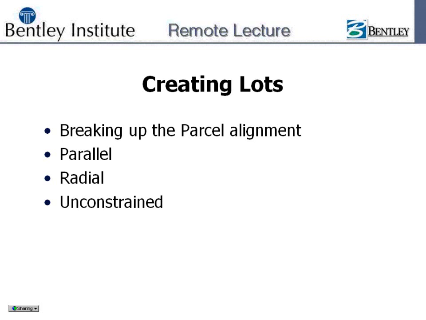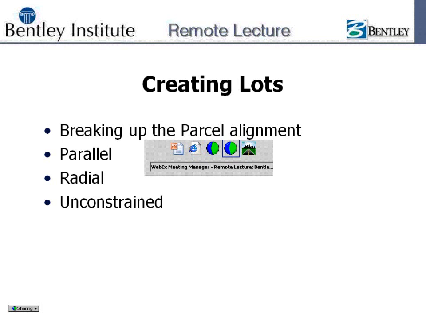You've got three different ways to create the lot: parallel, radial, or unconstrained. Parallel being parallel from the sideline that you picked. Radial being perpendicularly from the front line. And unconstrained being that you just pick all four sides and it just makes a lot for you. So with that said, I'm going to go ahead and step into the product.